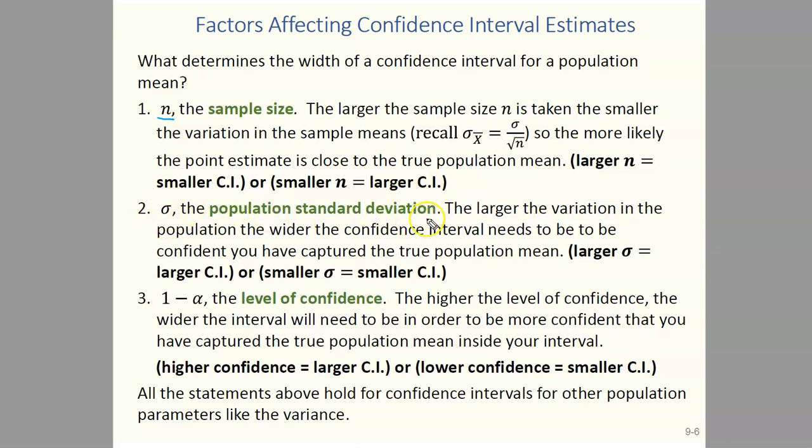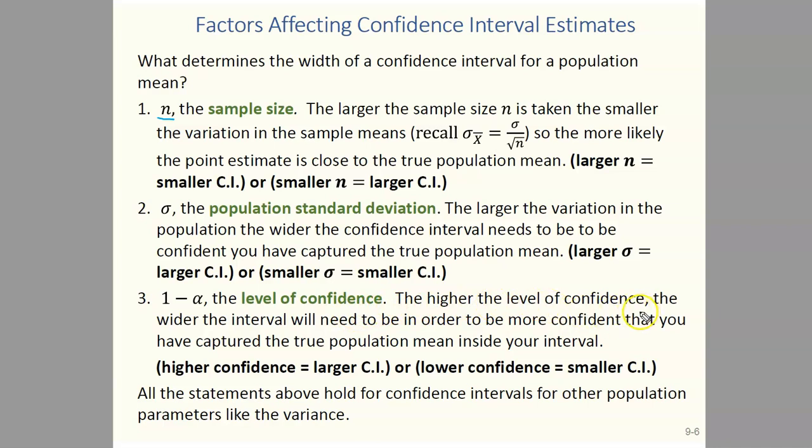Also, the population standard deviation will affect the size of confidence intervals. The larger the variation in the overall population, the wider the confidence interval will need to be in order to be confident that you've captured the true population mean. So the larger sigma, the larger your confidence interval, or the smaller sigma is, the smaller your confidence interval can be. And the confidence level also affects the width of your confidence interval.